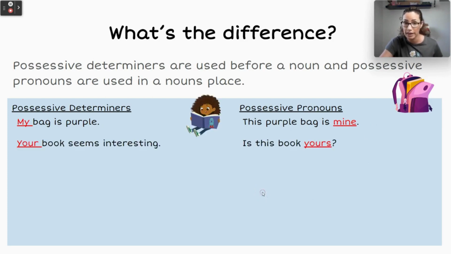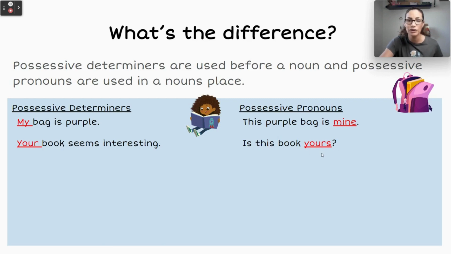Let's look at another example. Okay, this little girl, and she's reading a book. Now, with the possessive determiner, your book seems interesting. Okay, I'll say it a little slower for those of you that want to repeat. Your book seems interesting. Okay, your book seems interesting. Tu libro parece interesante.